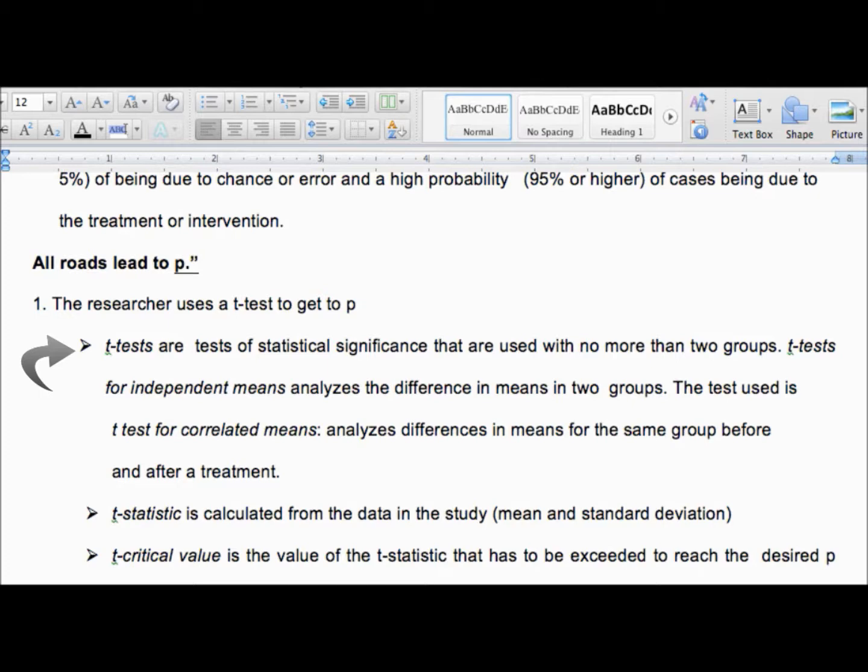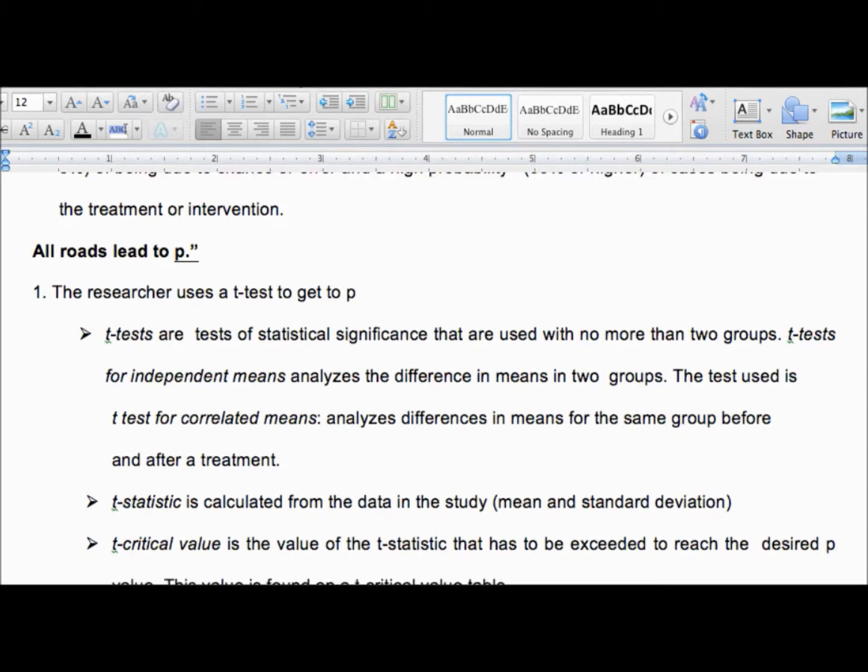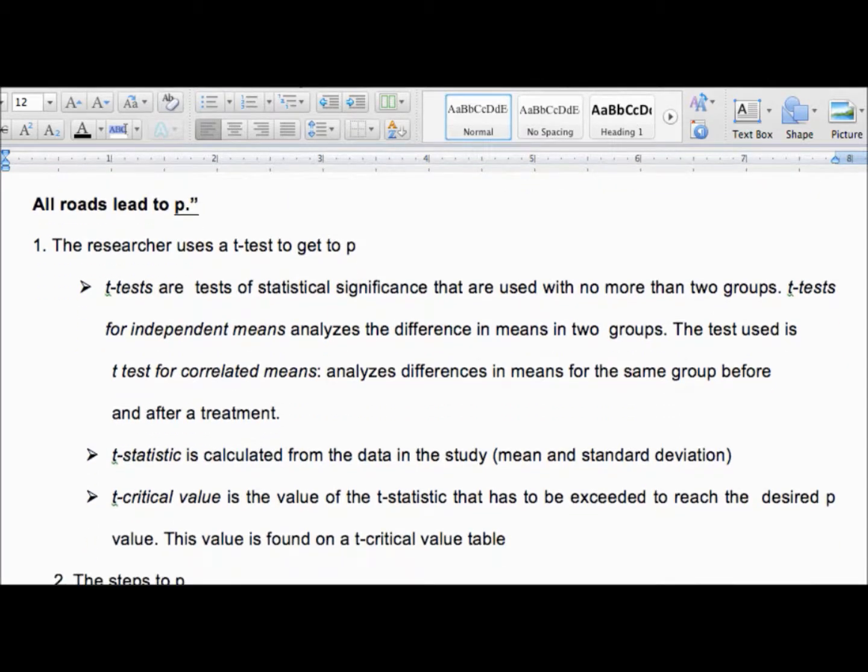And the t-test for independent means analyzes the difference between 2 groups. And the correlated means analyzes the difference for the same group before and after a treatment. So in this case, we have 2 separate groups, treatment and control group, and we're using a t-test to compare independent means. So that's the first thing, the test of significance.